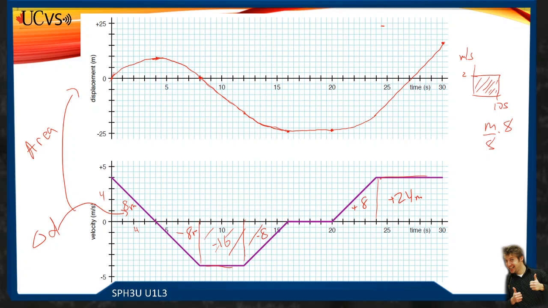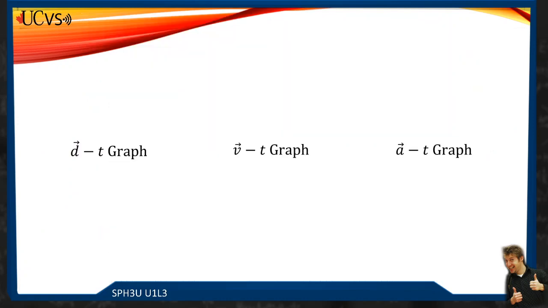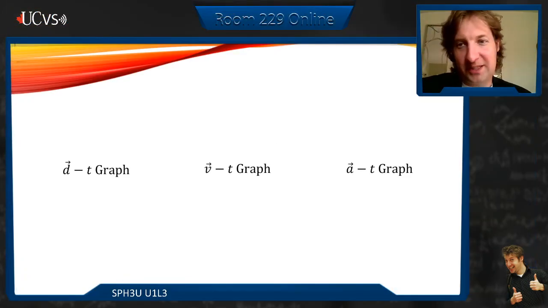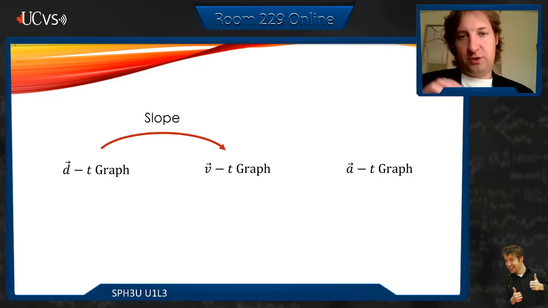So, just to recap quickly: if we want to go from a d-t graph to a v-t graph, the rate of change of position is velocity. So when we're going from a position to a velocity, we're going to look for slopes. Those are going to represent our rates of change.